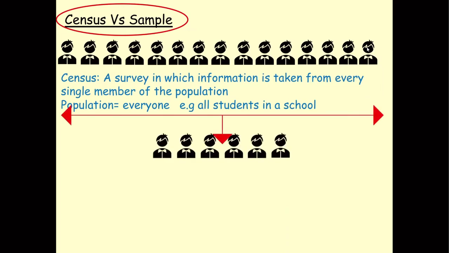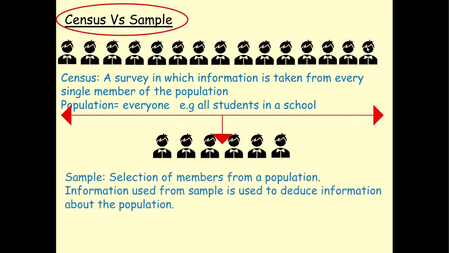Now, what we could do instead is select a number of people from the population. So we've just extracted 6 students and we are now going to ask them a question instead of everybody. That is what we call a sample. So it's a selection of members from a population. Information from the sample is used to deduce information about the population. So what we're saying here is whatever conclusions we draw about this sample, we are assuming that conclusion applies to the whole population. Now you can already start to think about the pros and cons of that, which is why the sampling method you choose is quite important, and we have to get it right.